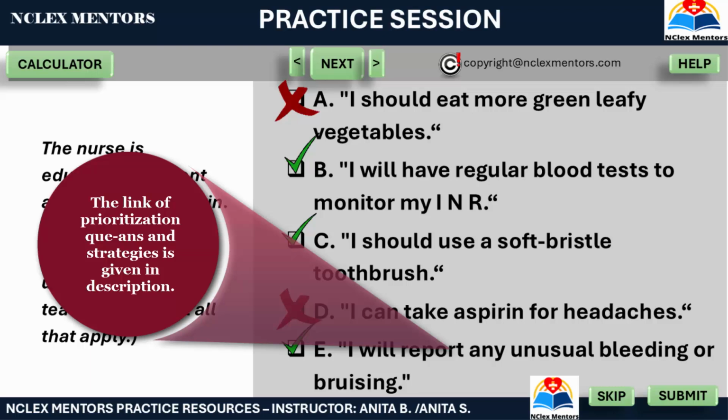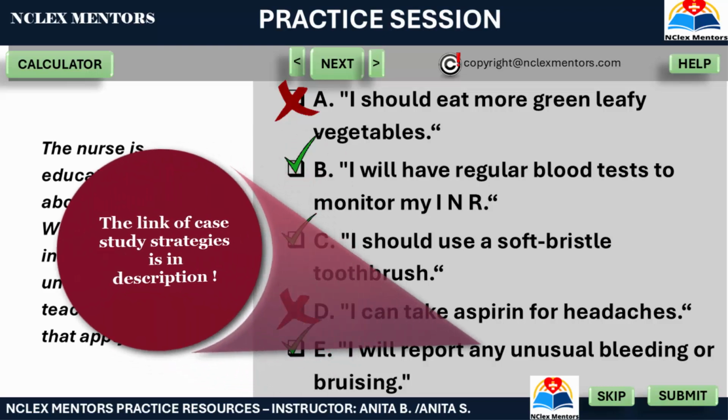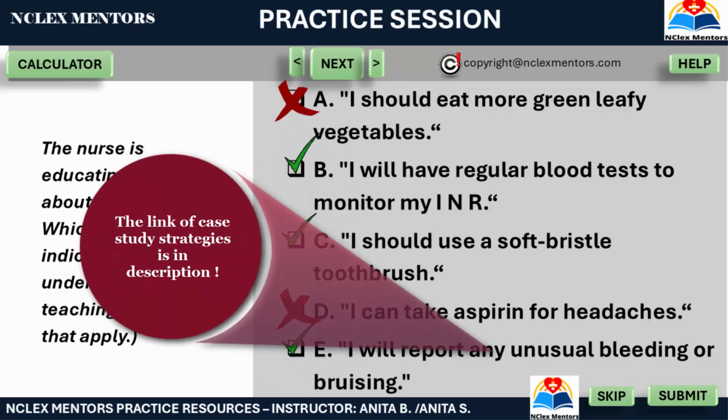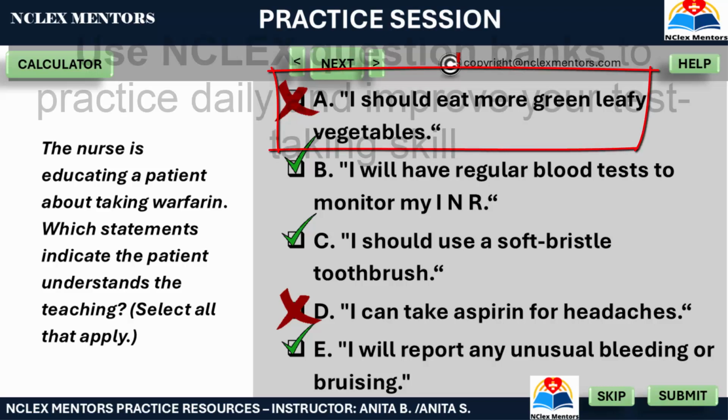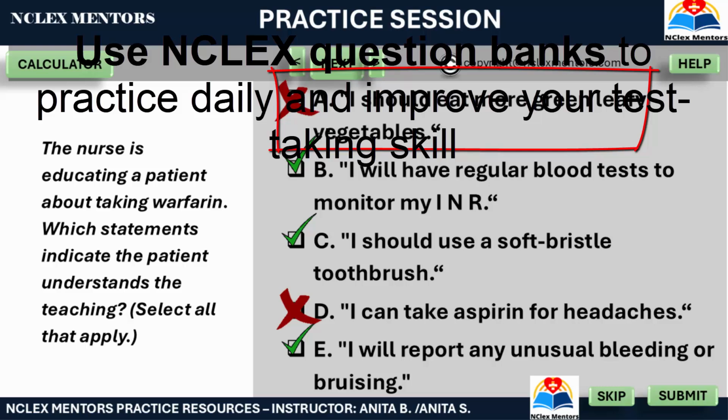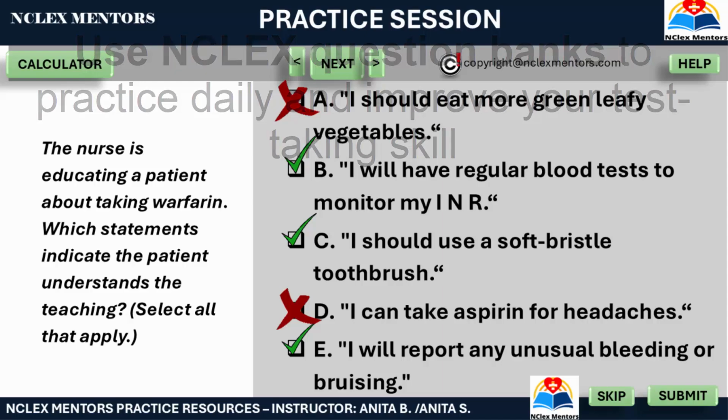B is correct. INR monitoring ensures therapeutic levels. C is correct. A soft bristle toothbrush reduces bleeding risk. E is correct. Reporting bleeding is critical for anticoagulant safety. A is incorrect. Green leafy vegetables are high in vitamin K, which can counteract warfarin. D is incorrect. Aspirin increases bleeding risk and should be avoided.